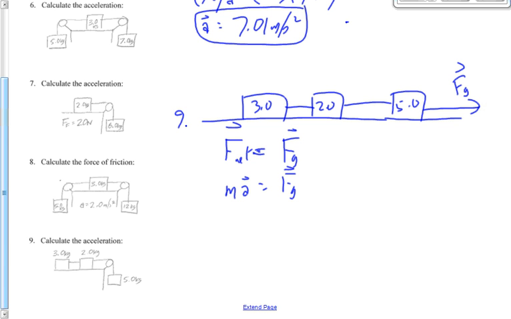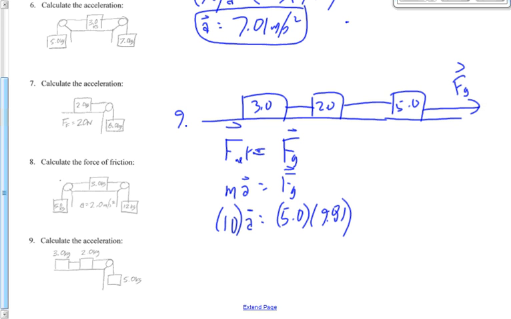And M, what mass do we use? The 3, the 2, the 5, or the combination of them? What mass is being accelerated here? The 3, the 5, the 2, or the combination of them? The 2, the 5, the 3, they're all being accelerated, right? So let's use the total mass of 10 kilograms equals the mass of the 5 kilograms times 9.81.